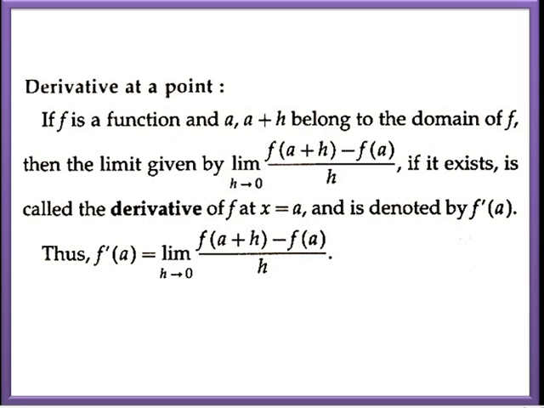Now what do you mean by derivative at a point? If f is a function and a plus h belongs to the domain of this function, then the limit of f of a plus h minus f of a upon h as h tends to 0, if it exists, is called the derivative of the function f at x equal to a, and it is denoted by f dash of a. So what is f dash of a? It is the value of the limit of f of a plus h minus f of a upon h as h tends to 0.